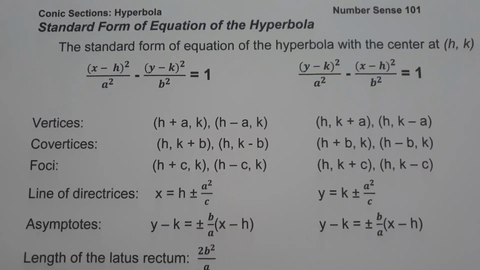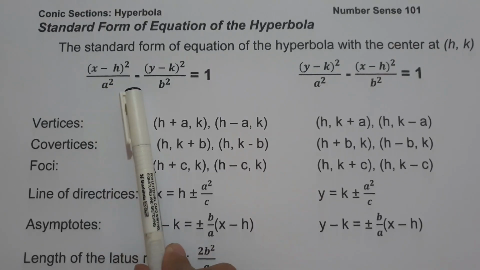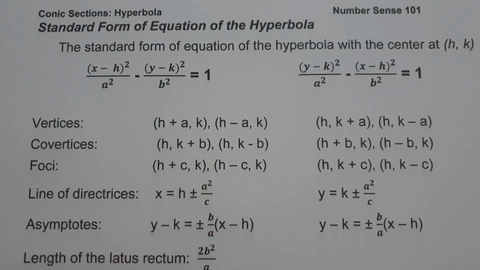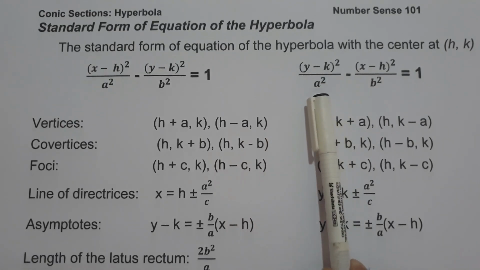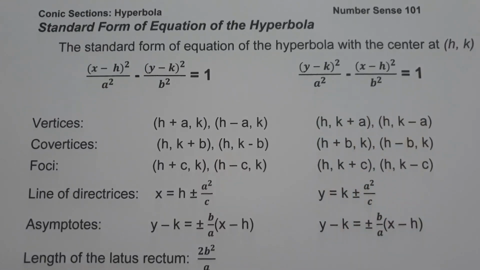Now let us talk about the different forms of equation of hyperbola. The standard form of equation of the hyperbola with the center at h and k. If our hyperbola is horizontally oriented, we are going to use the formula quantity x minus h squared all over a squared minus quantity y minus k squared all over b squared equals 1. And if our hyperbola is vertically oriented, we are going to use the formula quantity y minus k squared all over a squared minus quantity x minus h squared all over b squared equals 1.